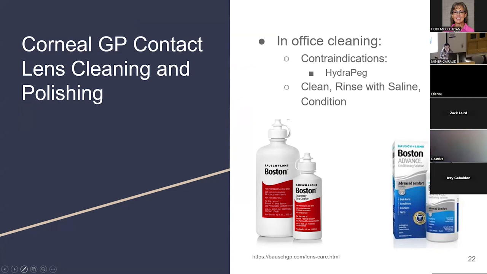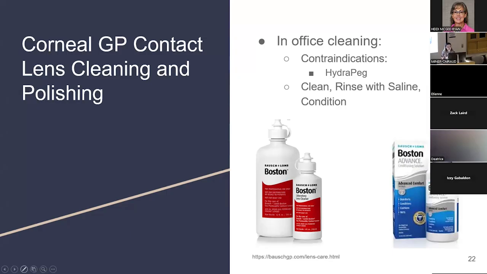And like I said, they paid for that. So we don't necessarily want to take it off unless they're unhappy. When you're cleaning lenses, I just always check in the chart first to make sure that it wasn't HydraPEG to begin with. As long as it wasn't, we're good to go. When cleaning the lens, I always compare it to cleaning or washing your hair. You clean, you rinse, you condition. So a very similar process.